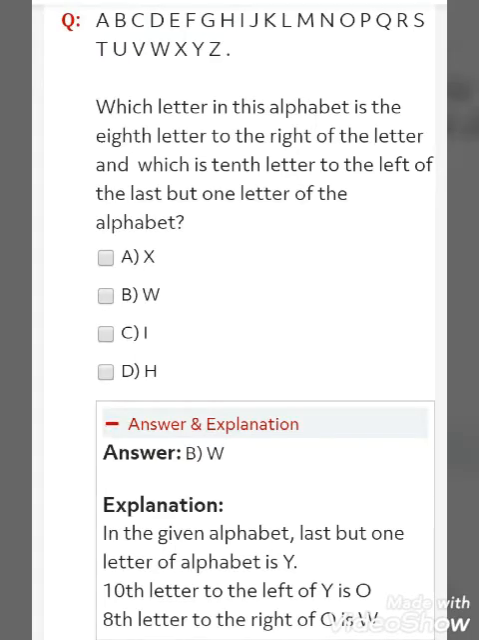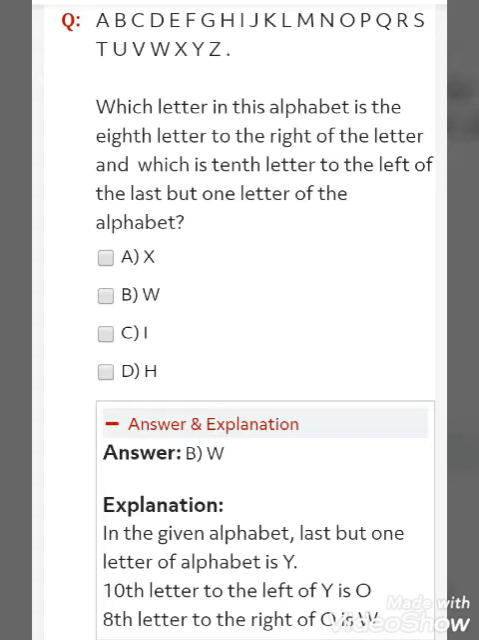Let's start. The first question is A, B, C, D, E, F, G, H, I, J, K, L, M, N, O, P, Q, R, S, T, U, V, W, X, Y, Z. Now these are all the letters of English. You can see now the question is which letter in this alphabet is the 8th letter to the right of the letter and which is the 10th letter to the left of the last but one letter of the alphabet.